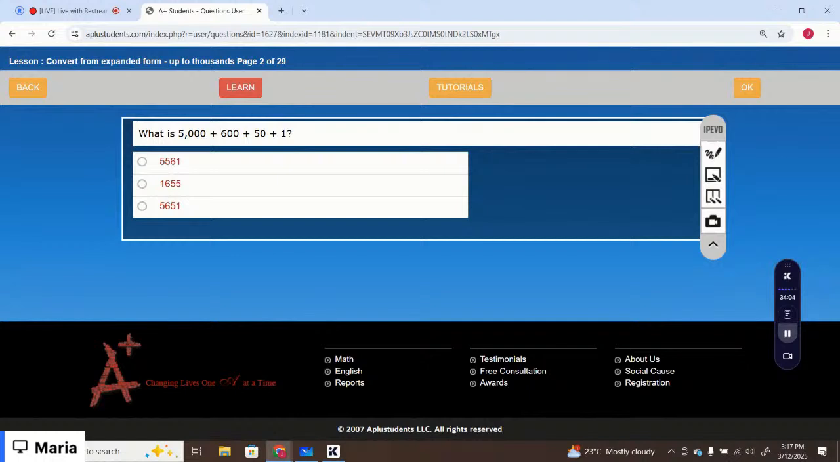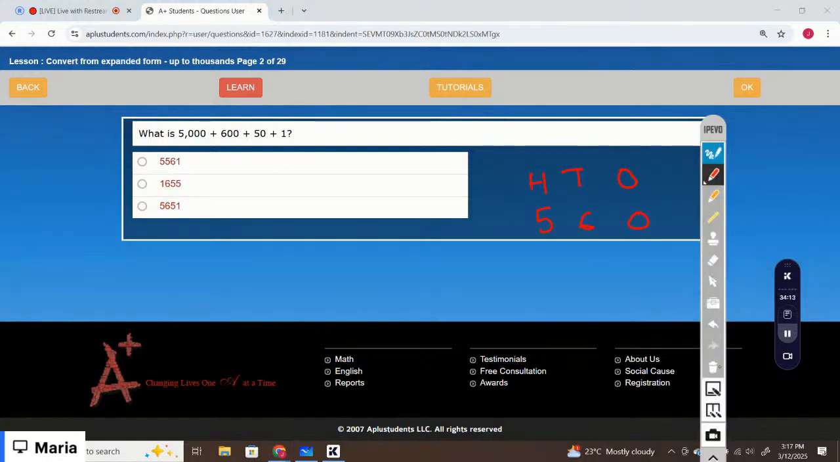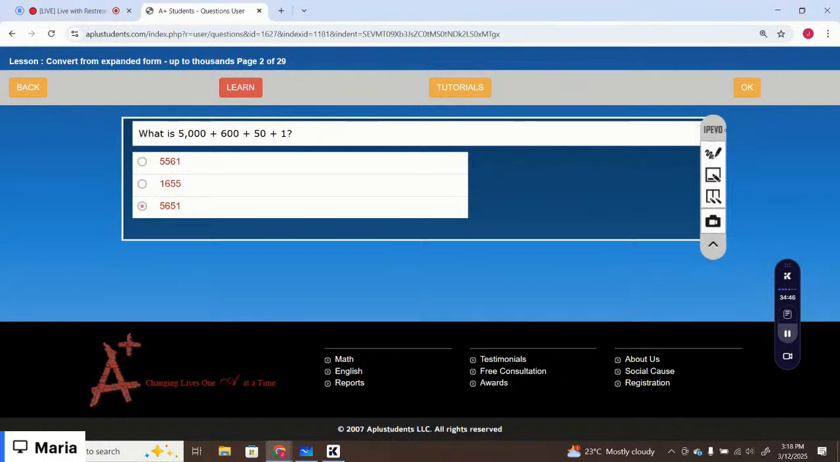What is 5,000 plus 600 plus 50 plus 1? That is 1 one, 5 tens, 6 hundreds, and 5 thousands. That is 5,651. Option number 3 is the correct option.